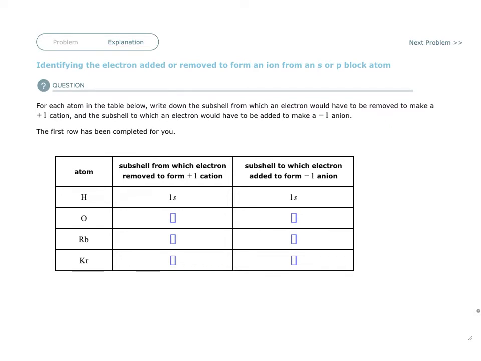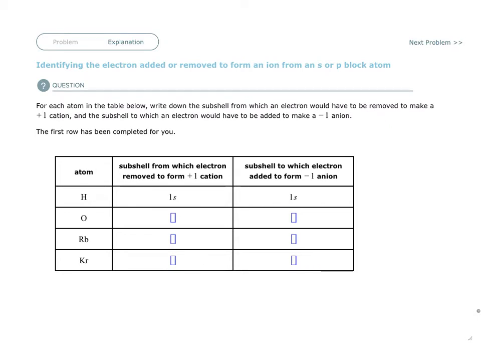If you're going to add an electron to make it a negative, it depends where you're going to add it. If you are at the beginning or the middle of a subshell and you add one electron, you're going to add it to that same subshell. But if you're at the end of a subshell, if your subshell is full already, and you add one more electron, you're going to have to go to the next subshell that's available, the lowest energy level subshell. So this is a pretty straightforward question.